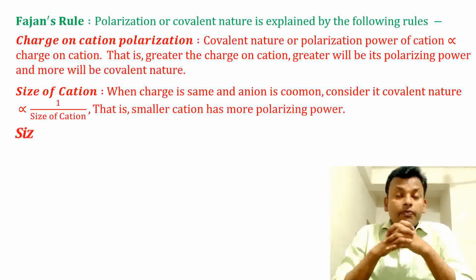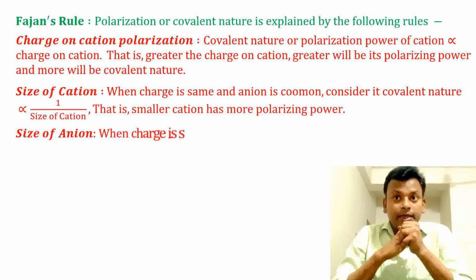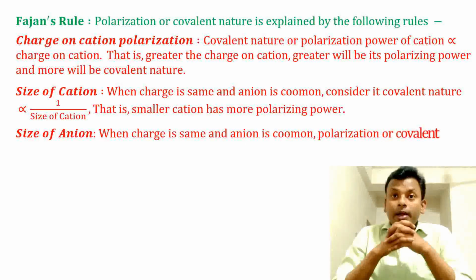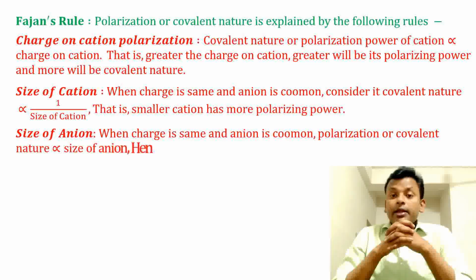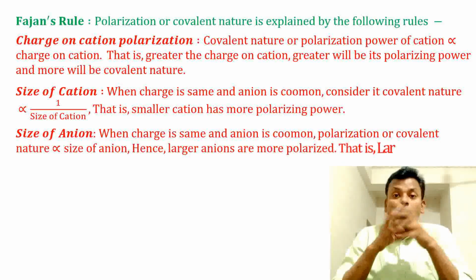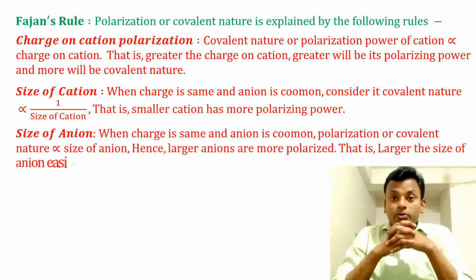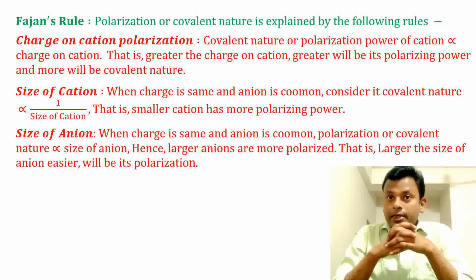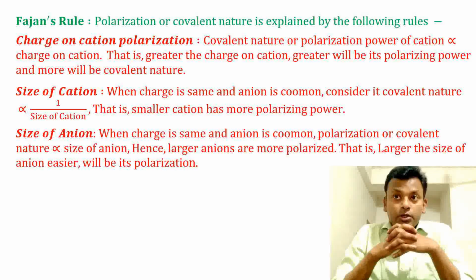Next, size of anion. When charge is the same and cation is common, polarization or covalent nature is directly proportional to size of anion. Hence, larger anions are more polarized. That is, the larger the size of the anion, the easier its polarization. That means size of anion is directly proportional to covalent nature.